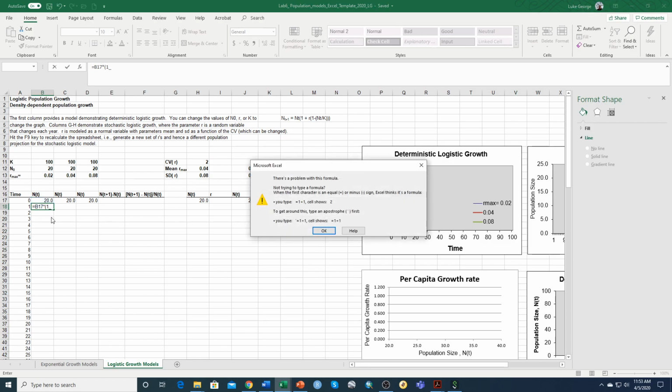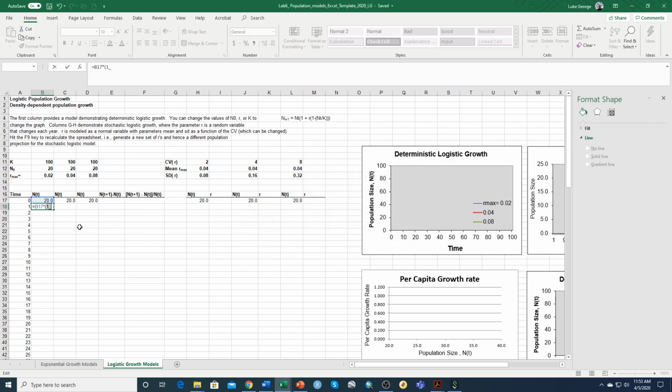Whoops, I put an underline instead of a plus. Let me do that again. Hit the wrong key. 1 plus. And now we want to take little r, and we want that to be an absolute reference, so I'm just going to hit F4. Then I'm going to multiply that times, I always forget, 1 minus, and then we have our equation for how little r declines as n increases.